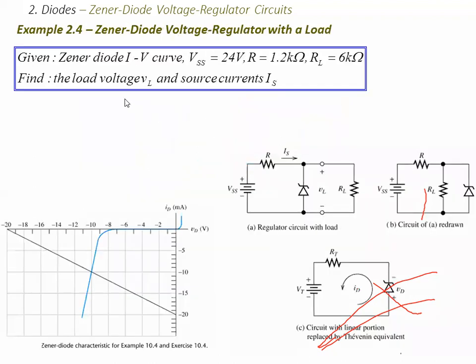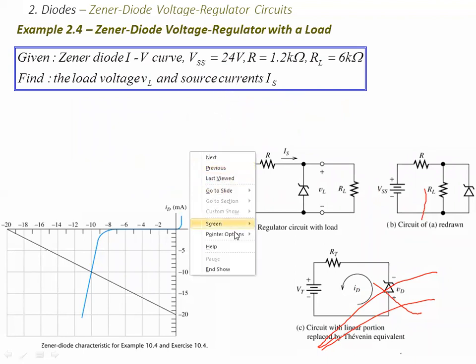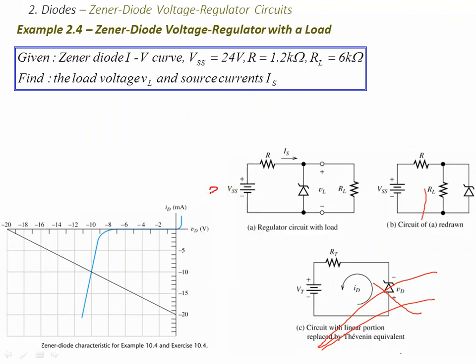So if you are given that a Zener diode curve is like this, VSS is equal to 24 volts, which will be our supply voltage in this case, right? We are looking at 24 here. The resistor being a 1.2 kilo ohm resistor, and RL being a 6 kilo ohm resistor. We want to find the load voltage VL and the source current IS.